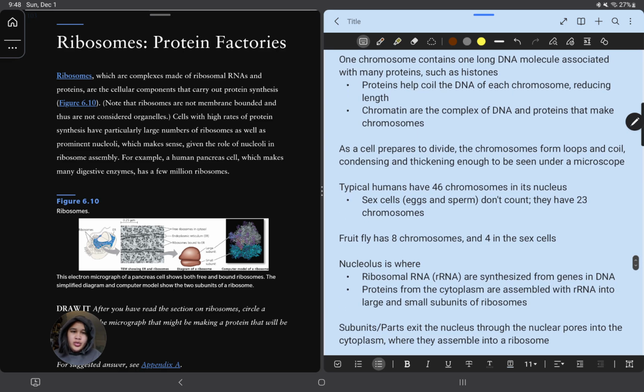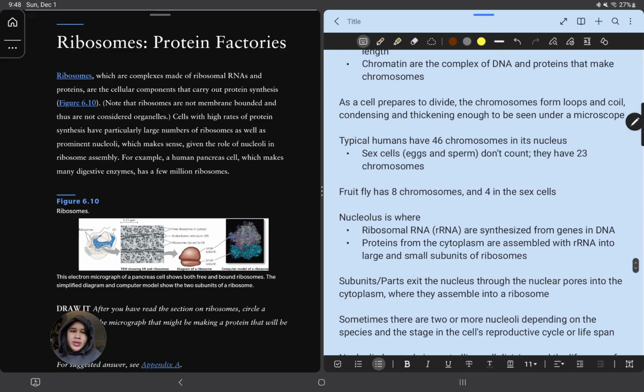As I was saying, one chromosome contains one long DNA molecule associated with many proteins, such as histones. Proteins help coil the DNA of each chromosome, reducing the length. Chromatin is the complex of DNA and proteins that make up chromosomes.